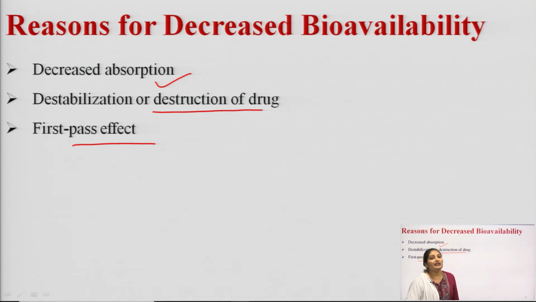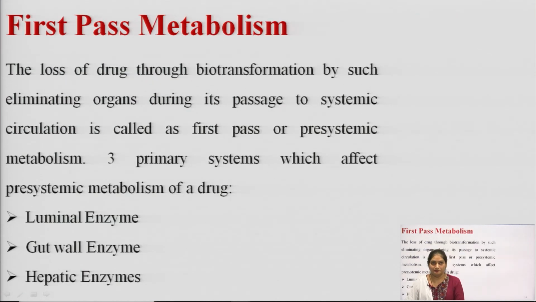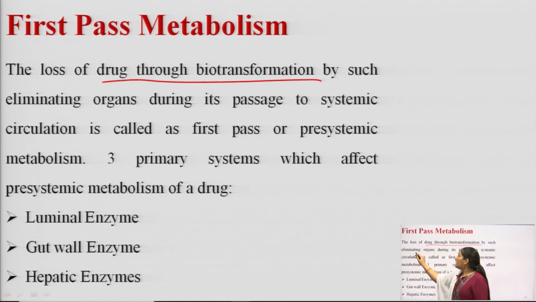Now, what do you mean by pre-systemic metabolism? See, it is the loss of drug through biotransformation by the eliminating organs. What are these eliminating organs? GIT and the liver. Okay. Whenever it is passing to the systemic circulation.